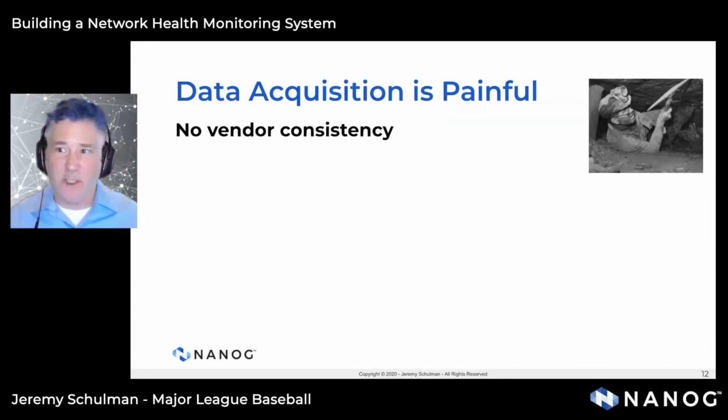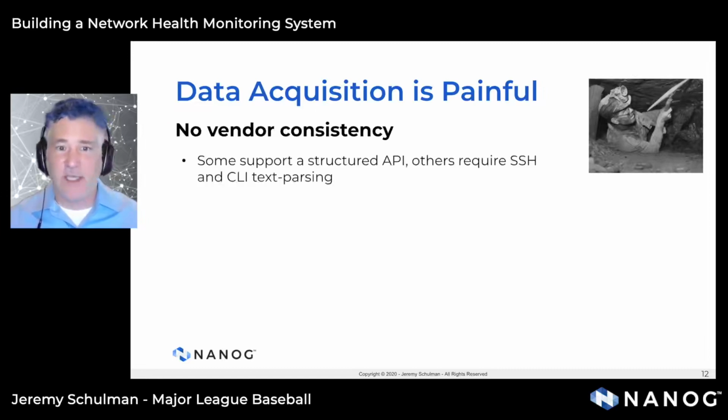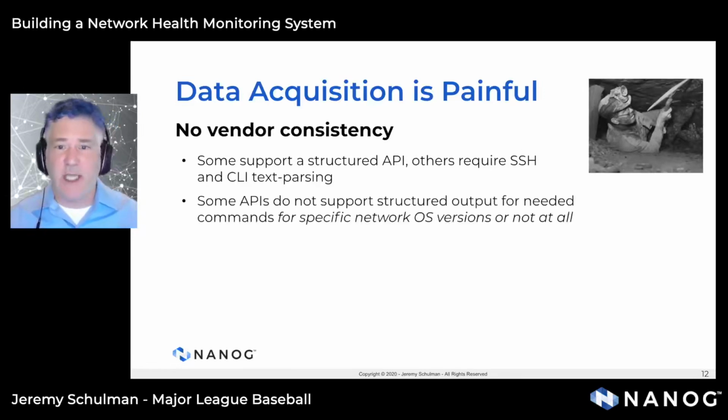It's like trying to get coal out of a mine, like the miner there, because there's really no vendor consistency across our network vendors. The challenge that we face: some of the vendors have a structured API, others require SSH and CLI text parsing, which is very painful to do. Some APIs support structured output for the commands that you need for your particular health monitoring use case. Some of them don't. Some of them support APIs for a particular version, but not all versions. And in a large estate of equipment, you might have different versions of operating systems running across your infrastructure.